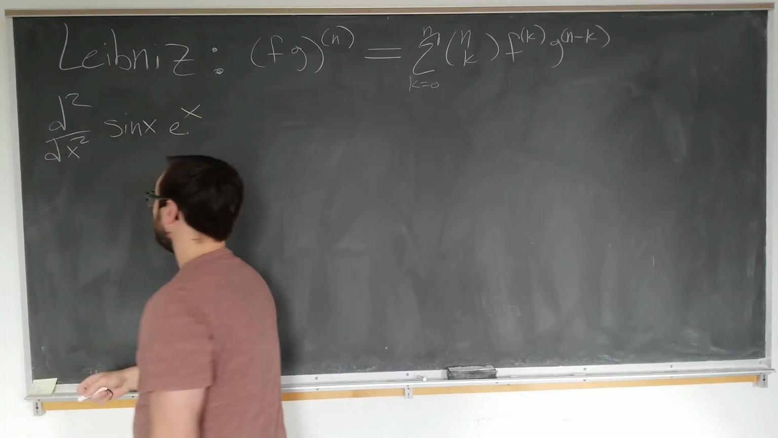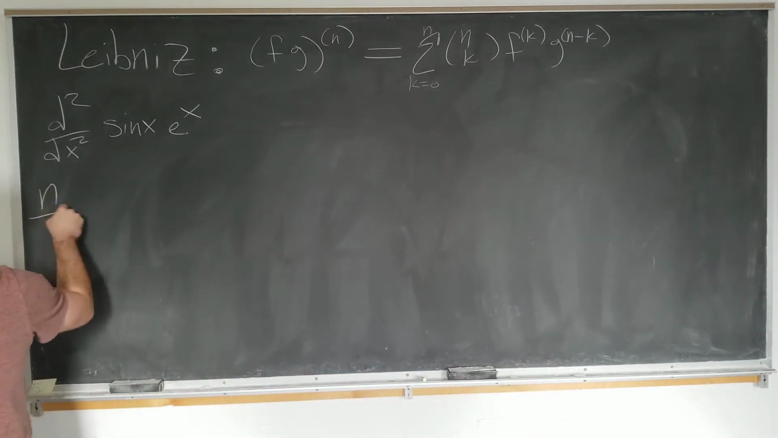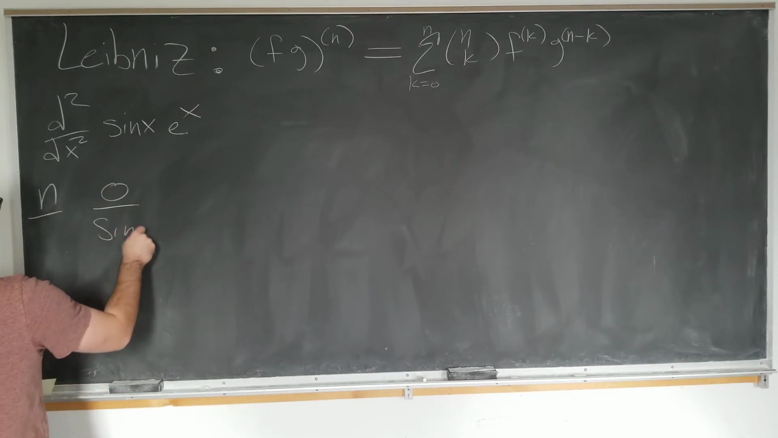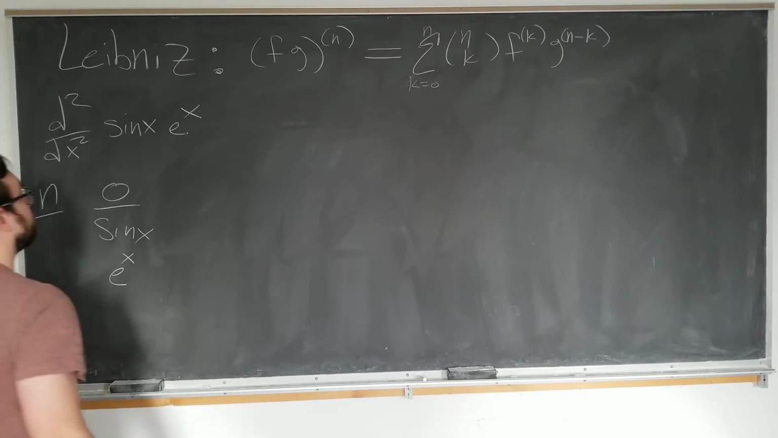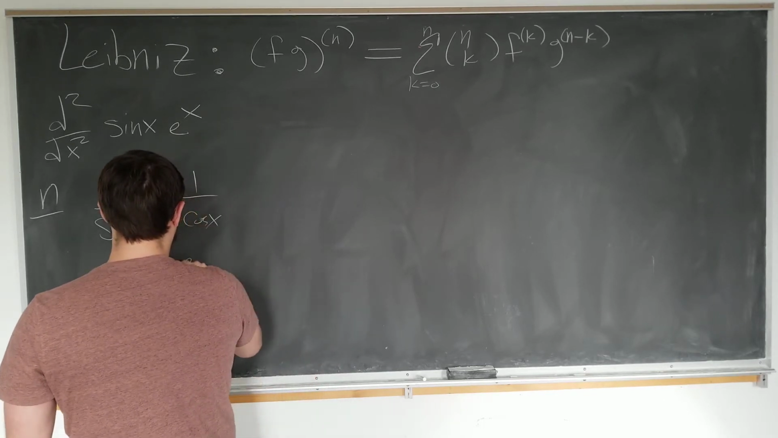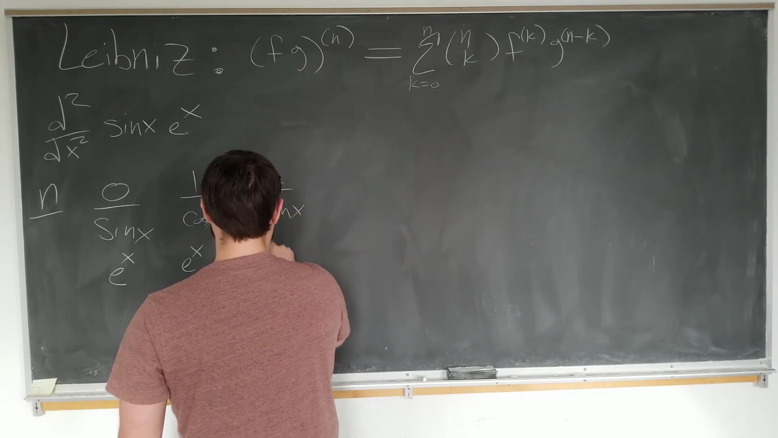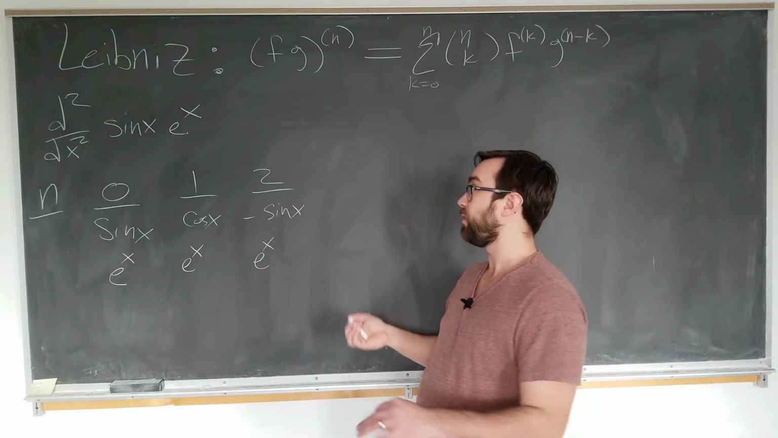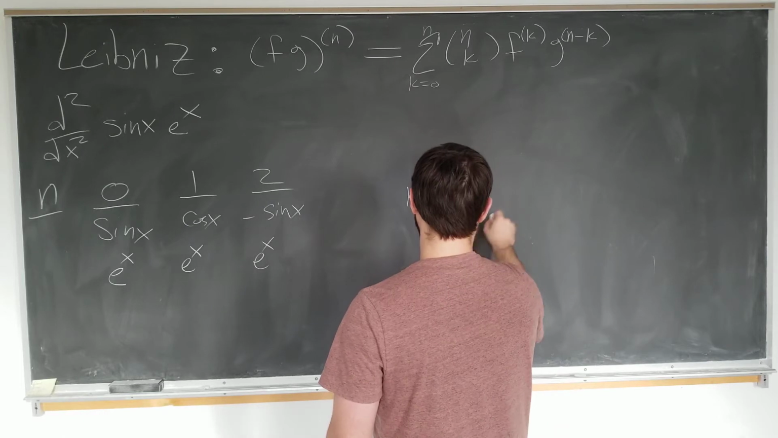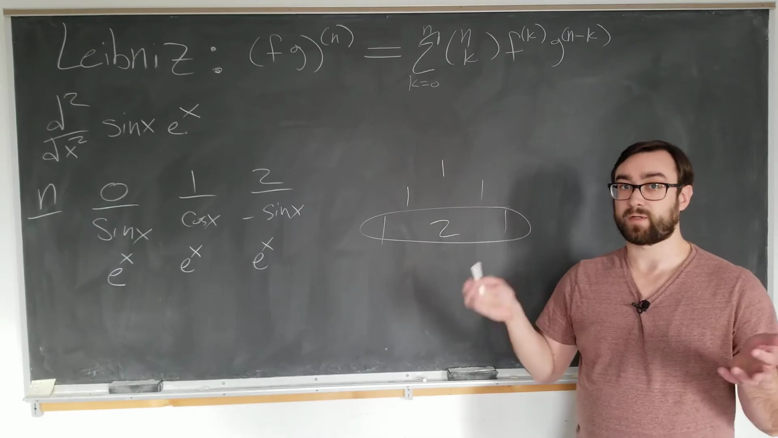Okay, here's how you do this in practice. We are going to make a table of derivatives. We have n, 0th derivative, calling this one sine, and this one e to the x. And first derivative we'll take is cosine x, and e to the x still. Second derivative is minus sine x, and e to the x again. So just 0, 1, and 2 derivatives, that's all we need. We also need Pascal's triangle, just this row here, 1, 2, 1, which gives us the binomial coefficients.